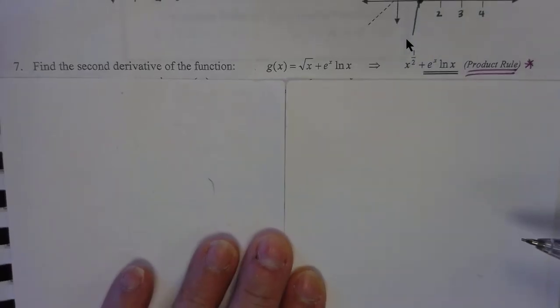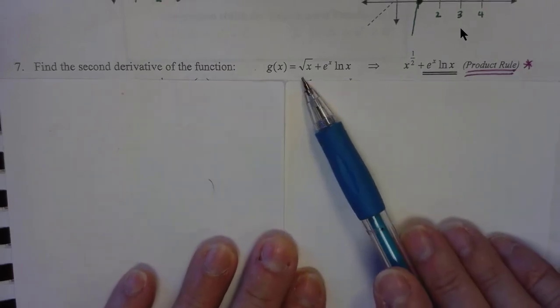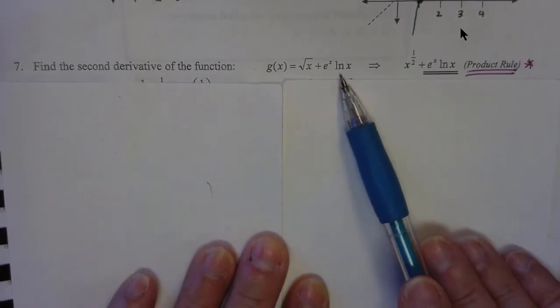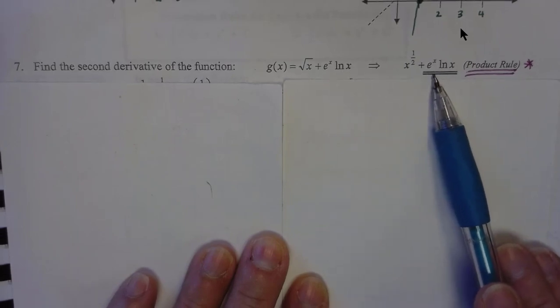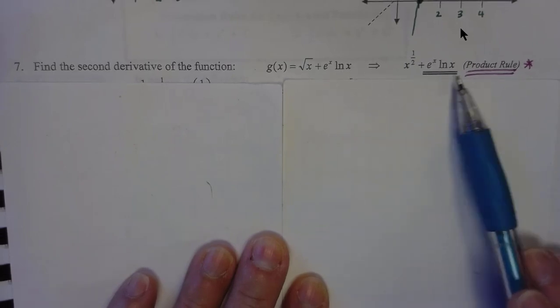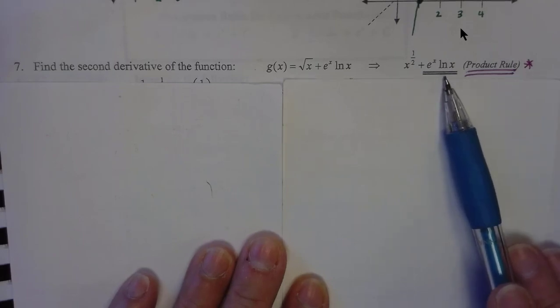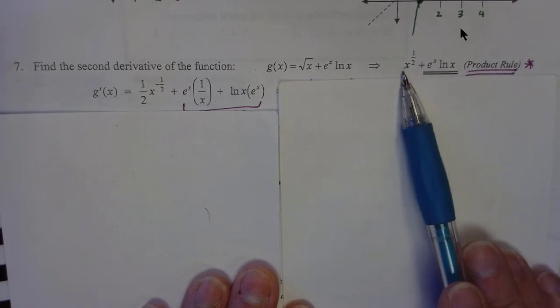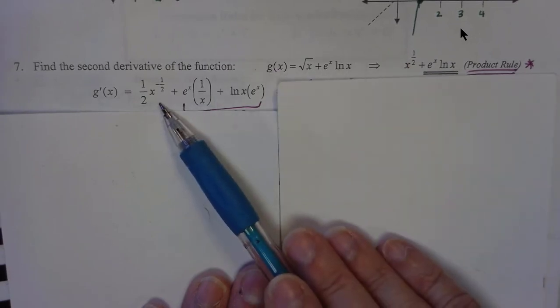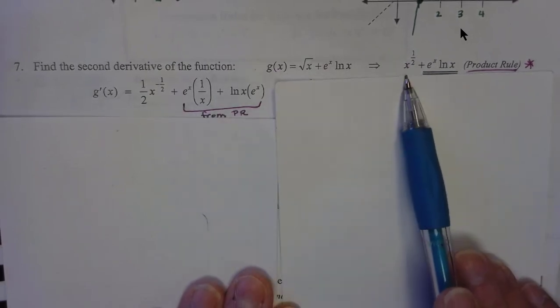And now we get to a really fun problem that requires so much nice work, and that is finding our second derivative. Well, let's first of all recognize I'm going to write this g of x as x to the 1/2 plus e to the x times natural log of x, and we can see that for this step here, it's going to require product rule. Here we go. G prime is 1/2 x to the negative 1/2. We know how to do that. We're pros at that one.